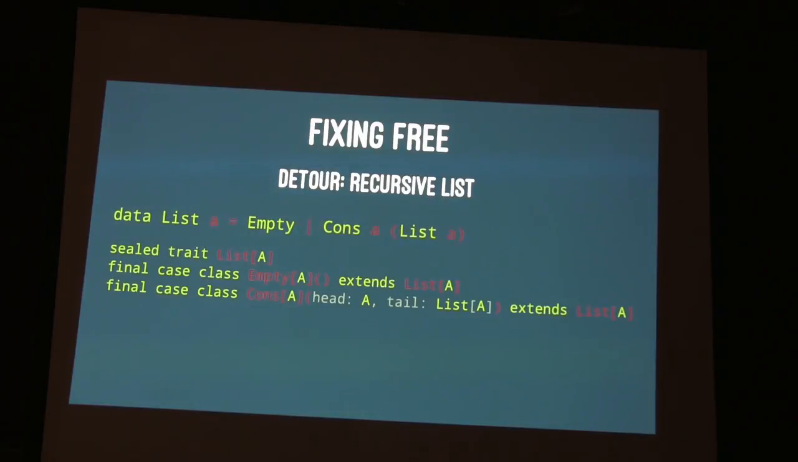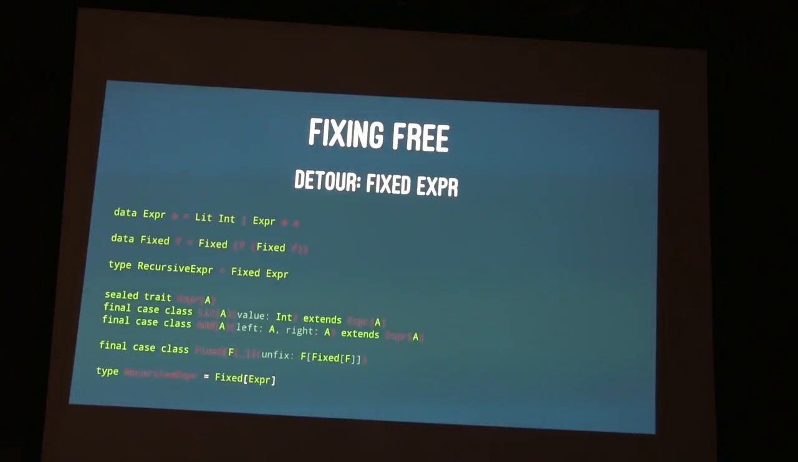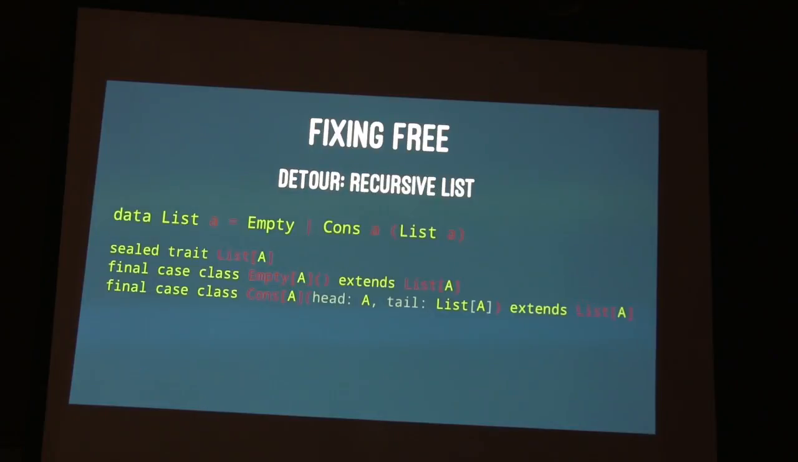I'll cover one more case, and that is a recursive list. So this is a recursive list. It differs a bit from the preceding example. How does it differ? Basically, we have a list of A's. So it already has a type parameter. List is not a type, it's a type constructor. So that's the main difference here. So how are you going to fix this?